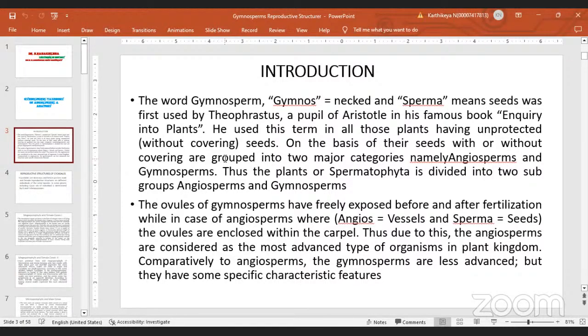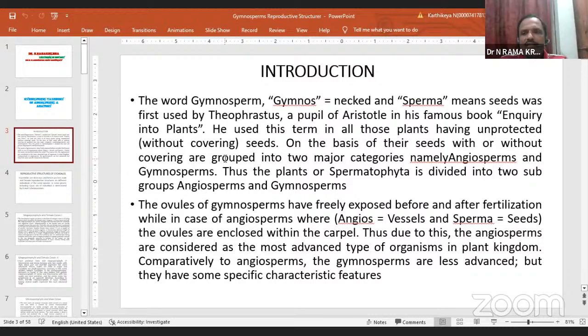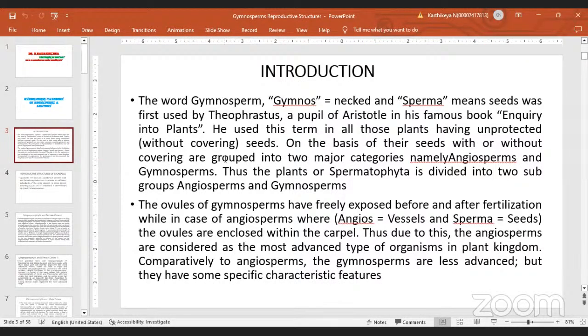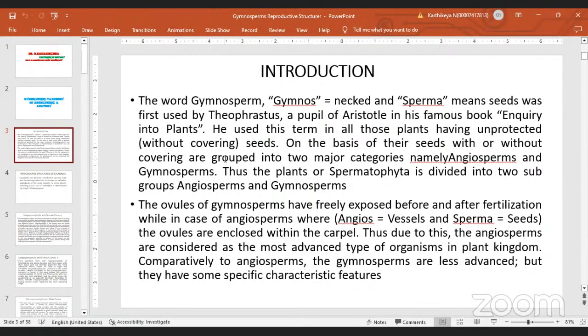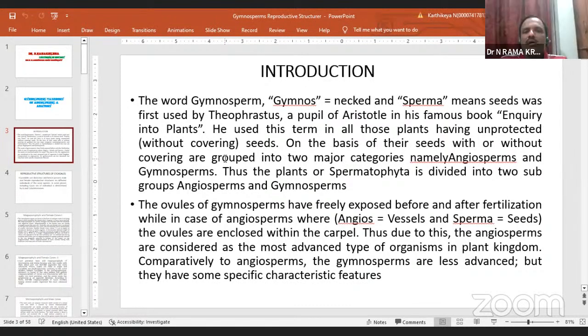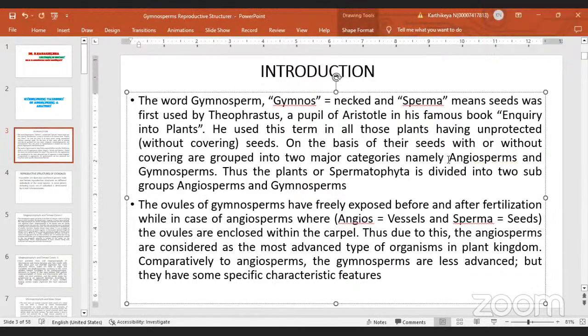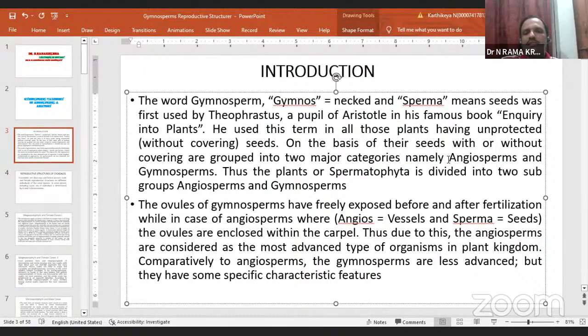So now you see here the word gymnosperm, that is gymnos. Already you know very well, naked seeds. The term was first used by Theophrastus, in his famous book Enquiry into Plants, for all those plants having unprotected seeds, without cover. On the basis of seeds with or without covering, plants are grouped into two major categories, namely angiosperms and gymnosperms. These plants are spermatophyta, divided into subdivisions.